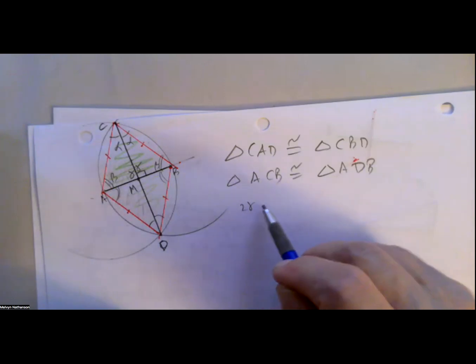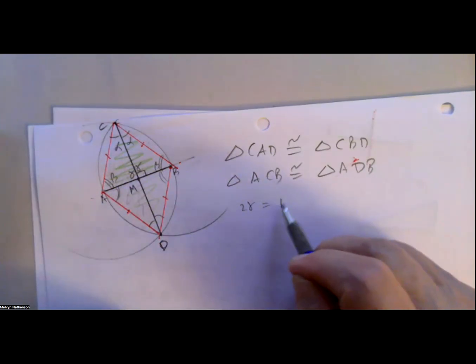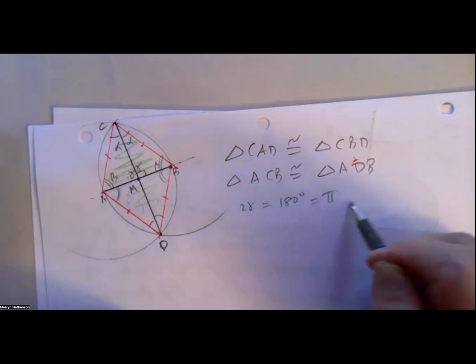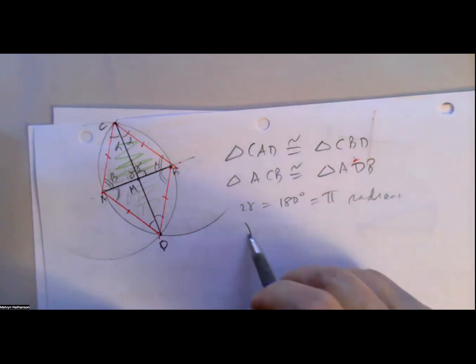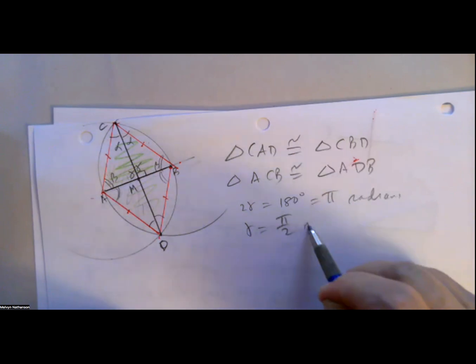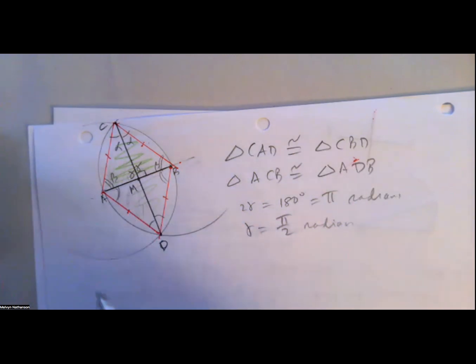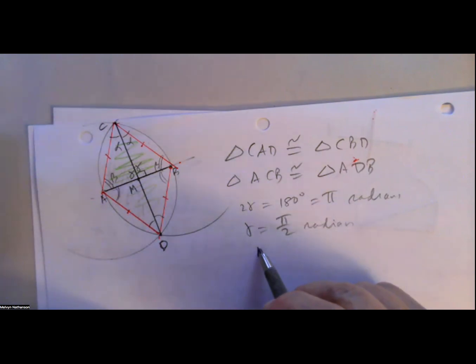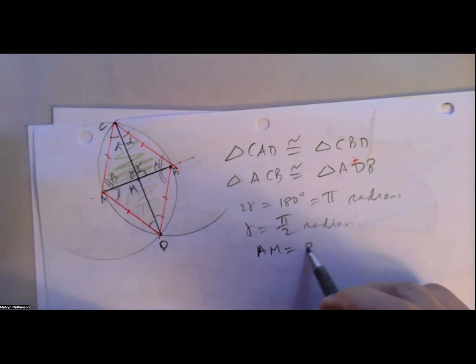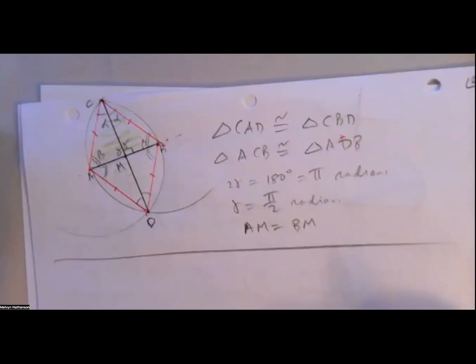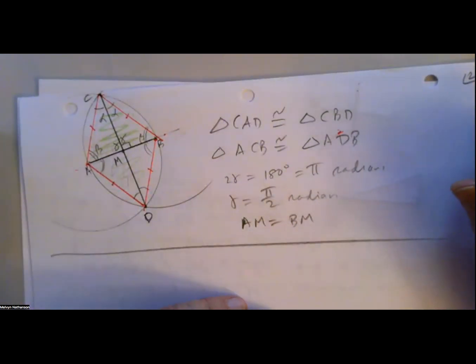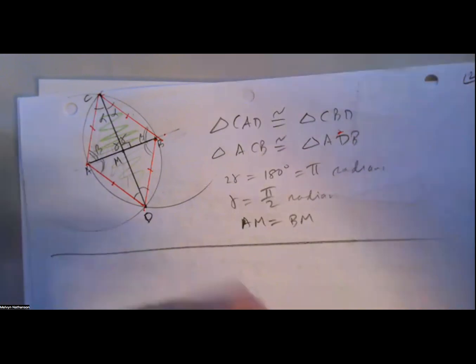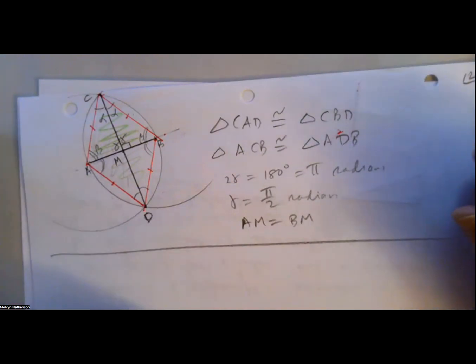And 2 times gamma is a straight angle, 180 degrees, or pi radians. So gamma is pi over 2 radians. So this is a right angle. And these triangles are congruent, so AM equals BM. Anyway, geometry is very nice. Greek mathematics is very important. And this is a Greek construction of the perpendicular bisector of an angle.